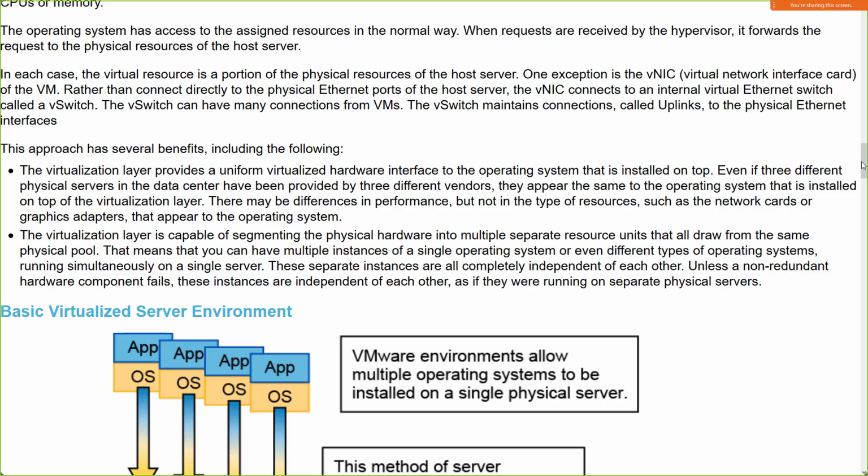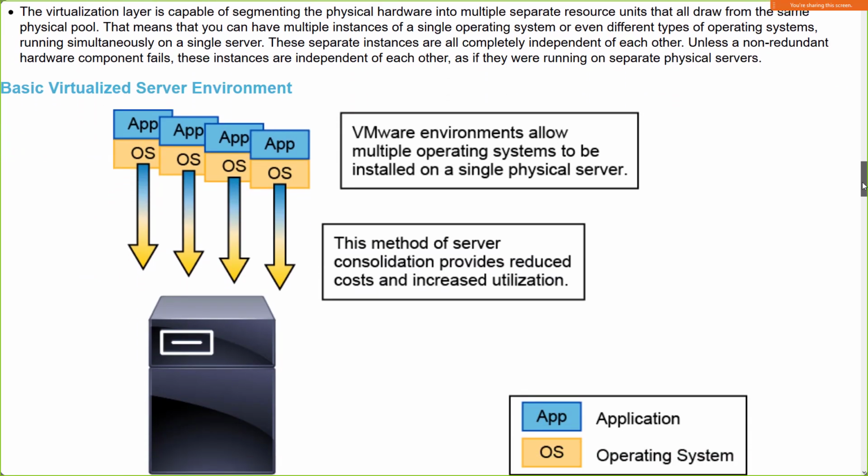All right. So this approach has lots of different benefits. Right. The virtualization layer provides virtualized hardware interfaces to different operating systems. Even if we have different physical servers in a data center that are provided by three different vendors, they appear to have the same basic installation. All right. The virtualized layer is then capable of segmenting that physical hardware, separating those physical resources, and assigning those resources to those individual virtual machines. I'm trying to figure out the best way to say that.